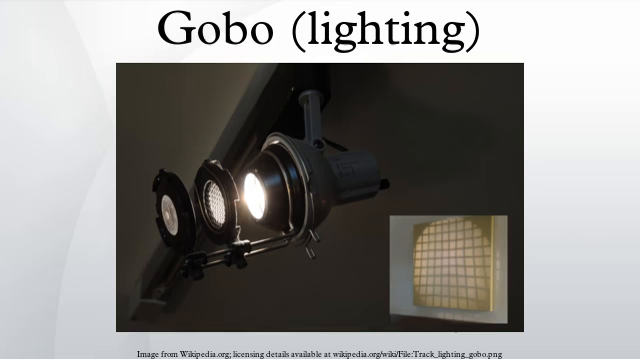A gobo is a physical stencil or template slotted inside, or placed in front of, a lighting source, used to control the shape of emitted light. In the design of an artificial environment in which lighting instruments are used, it is sometimes desirable to manipulate the shape of the light which is cast over a space or object.